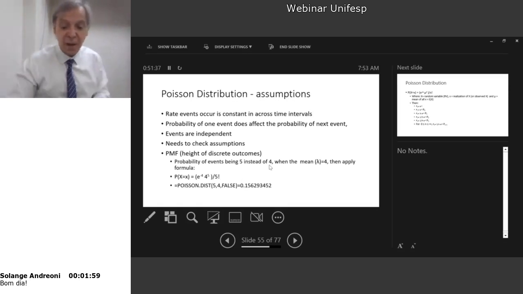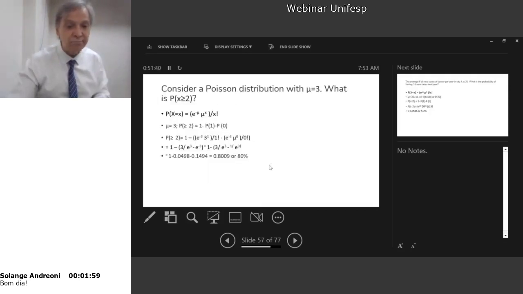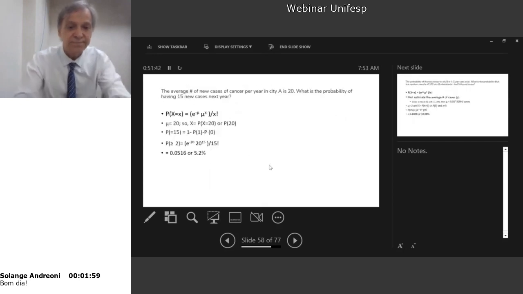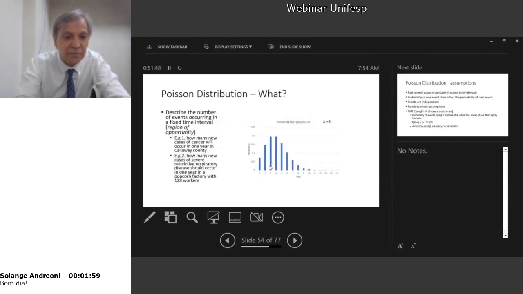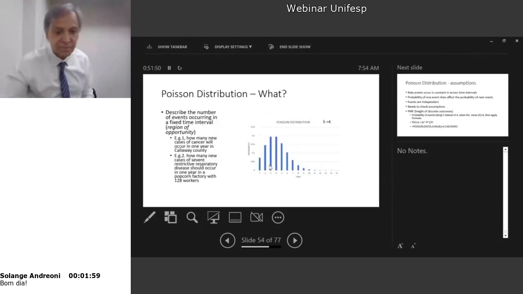And I then went about and calculated for everything. Where's my graph? Oh, here, that's the graph. Okay, so with a mu of 4, the probability of 5 is about 15%. The probability of 4 is very high, because it's close to the mean, right? And the probability of 3 is very high. But the probability of finding 10 cases is very small.